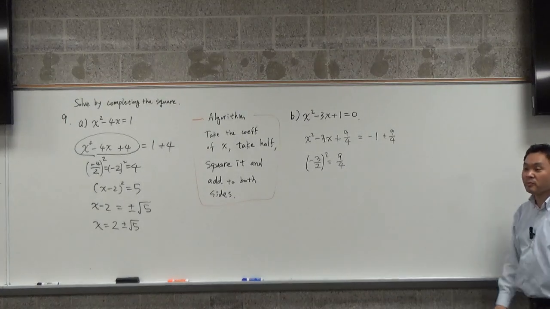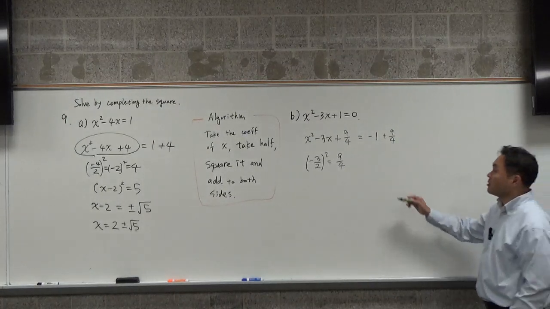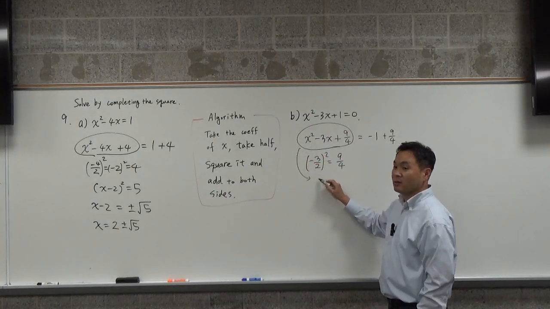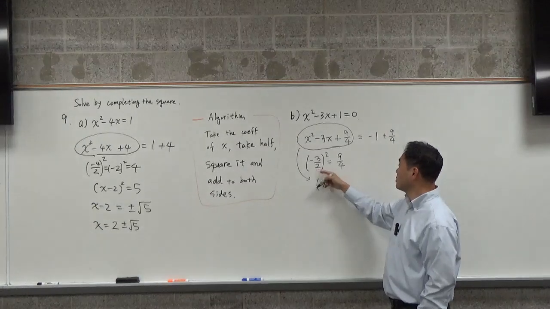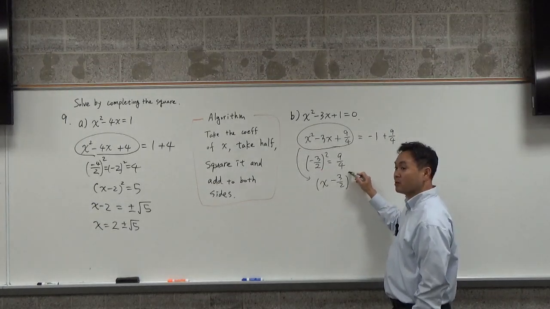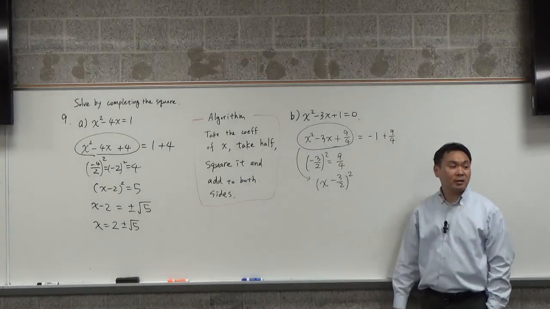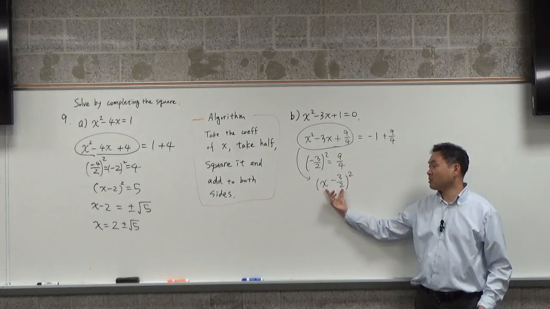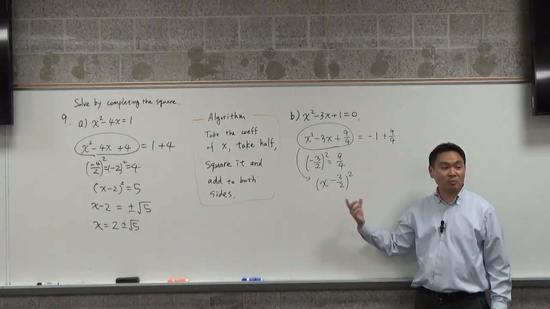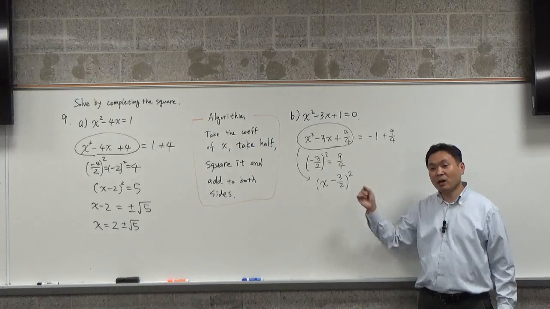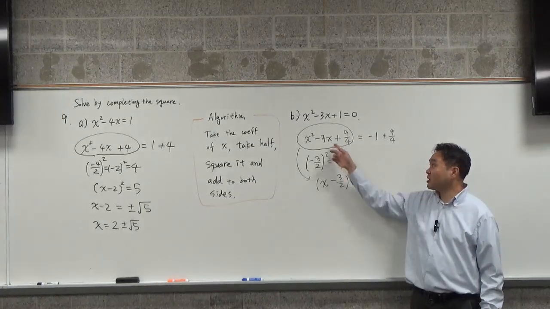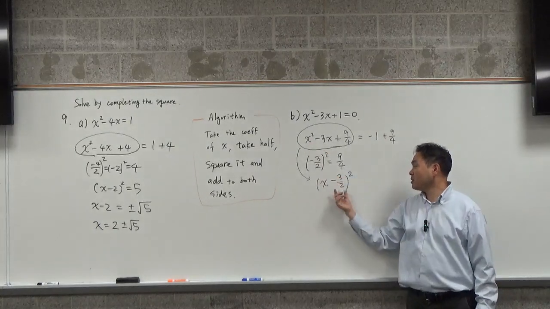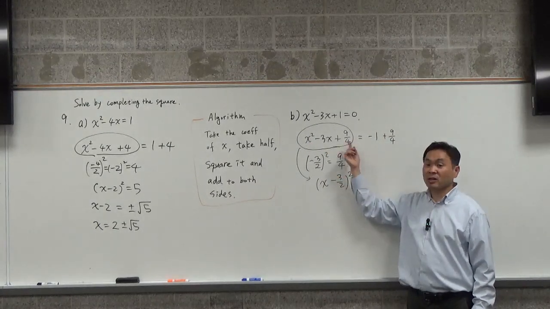Okay, that's the algorithm. Then this will become something squared. What would it be? X minus 3/2 squared. Okay? And if you're in doubt, you can take some time to FOIL this out. You write this as x minus 3/2 times x minus 3/2. First, outer, inner, last, you FOIL it out, and you'll see that it's exactly this. Another way to do it: x squared will give you that, -3/2 squared will give you 9/4.